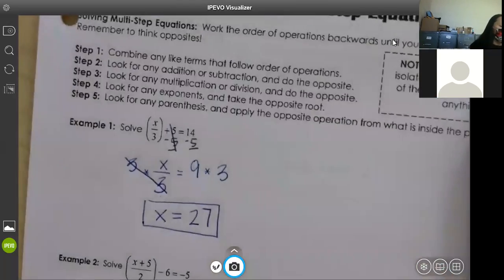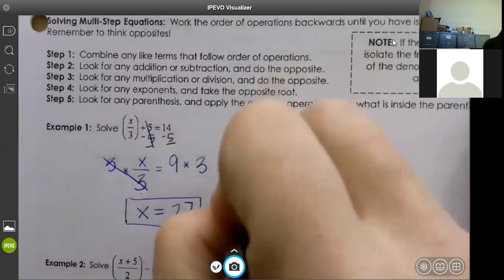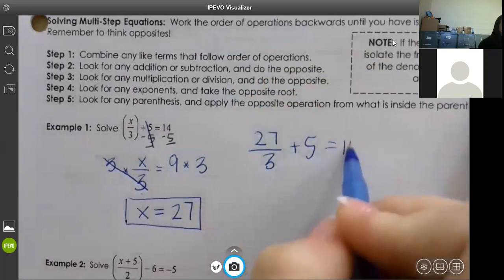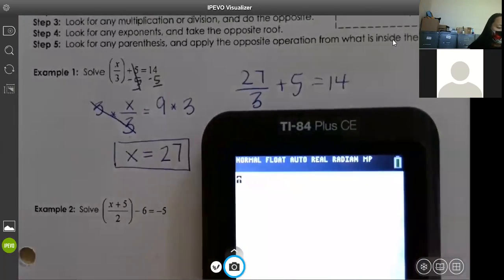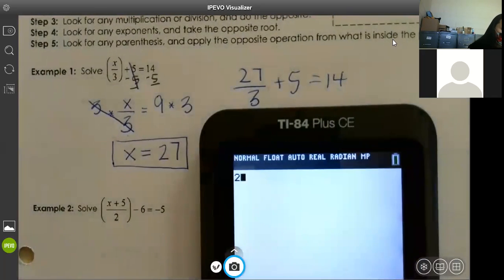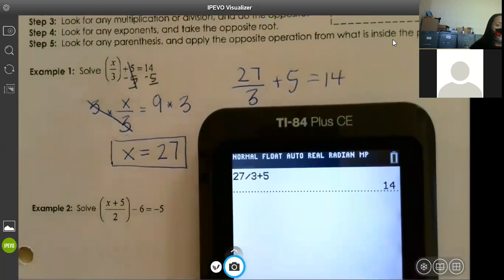Okay. So we're going to plug it in for x. So what we have is 27 divided by 3 plus 5, and we're going to see if that equals 14. So you literally put it into your calculator, 27 divided by 3 plus 5, and we get 14, so we know we got it right. It's a quick check to make sure that you don't have to do an extra problem on that app.